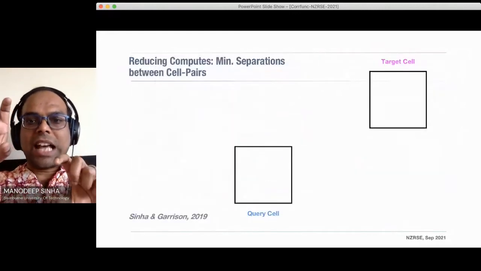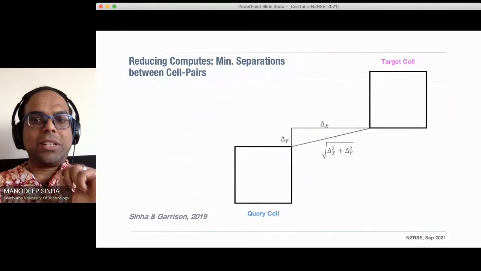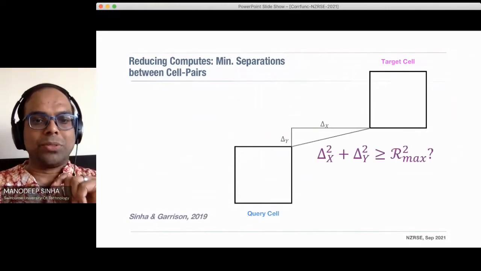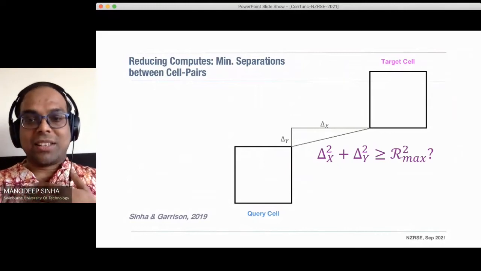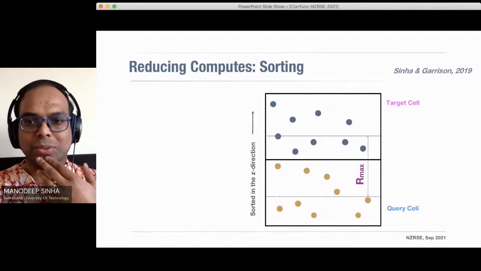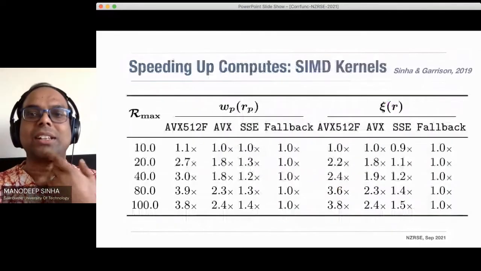So given a target cell and a query cell, you can just check whether the minimum separation between them is larger. Similarly, you can sort, and then you don't need to check.